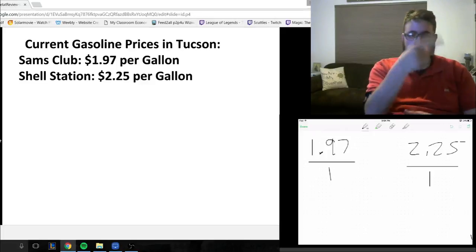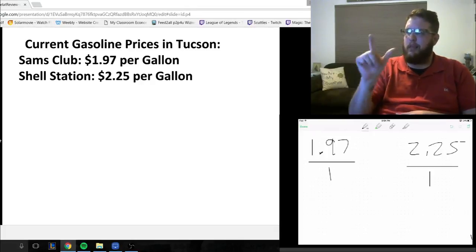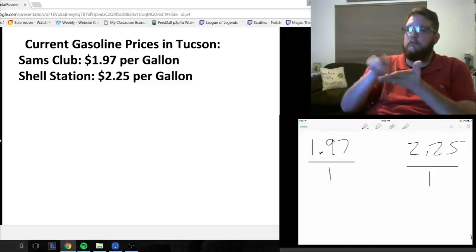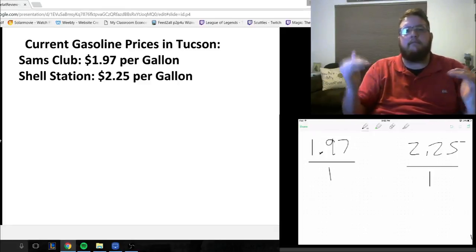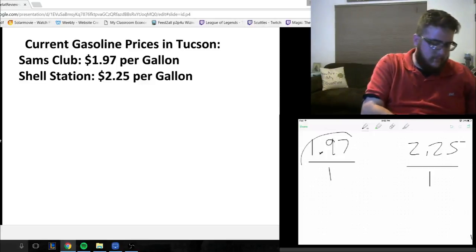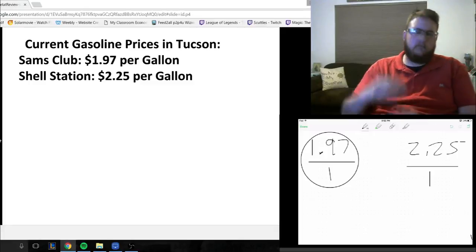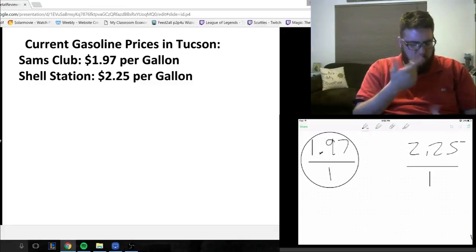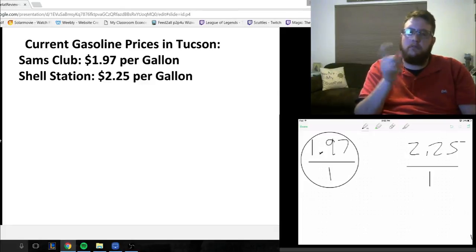So remember that this means if you wanted to buy a gallon of gas from Sam's Club, it was going to cost you $1.97. But if you wanted to buy a gallon of gasoline from the Shell station, it's going to cost you $2.25. So, as you'll notice, it's actually cheaper at Sam's Club. So that is the better deal. Now remember before I mentioned that you could flip it around and you'll still get a comparable unit rate.